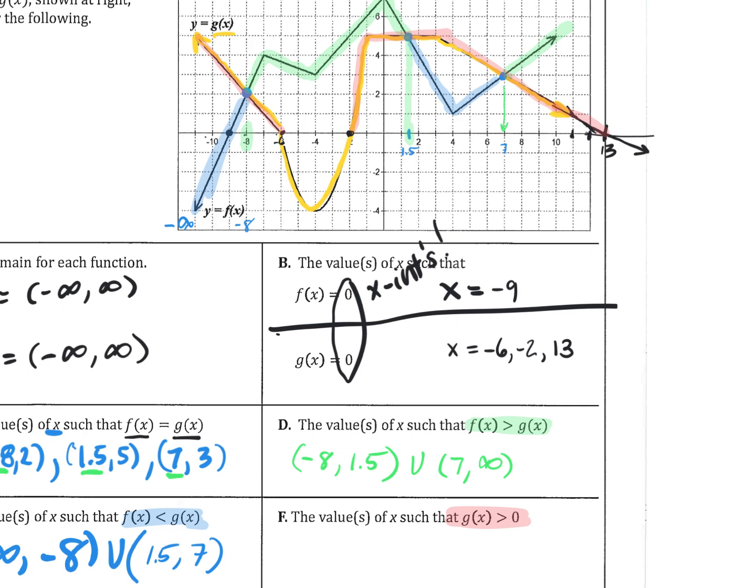From where to where? -infinity to -6. Good. And from where to where? -2 to where? Yep, to 13. Good. Some of y'all are seeing it.